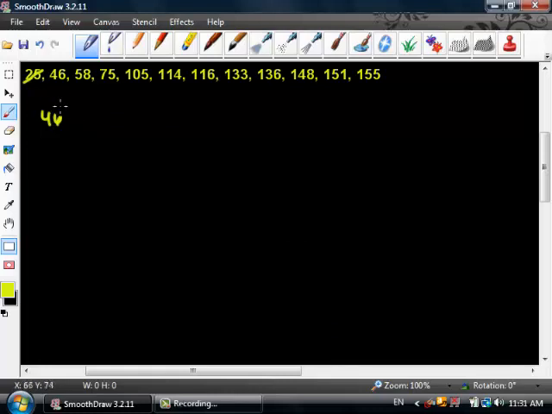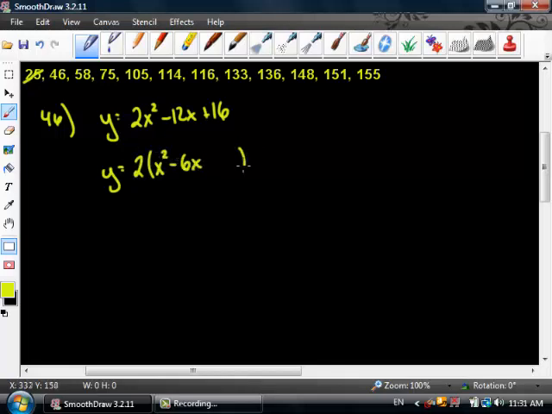Okay, we're being asked to graph something here. That's y equals 2x squared minus 12x plus 16. Okay, this time completing the square is going to be used a little differently. I'm trying to change this into vertex form, so I'm going to factor the 2 out. And I'm going to kick the 16 on the outside.